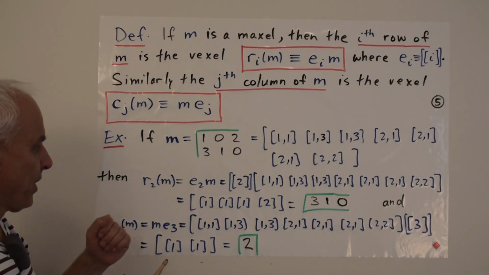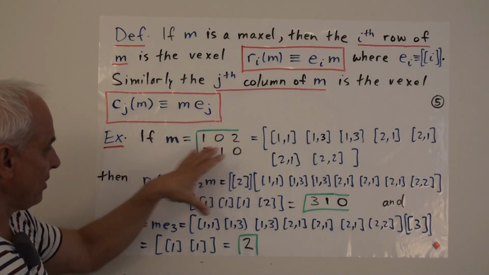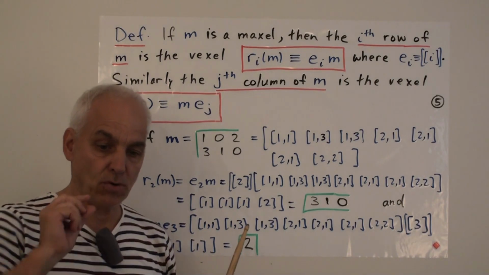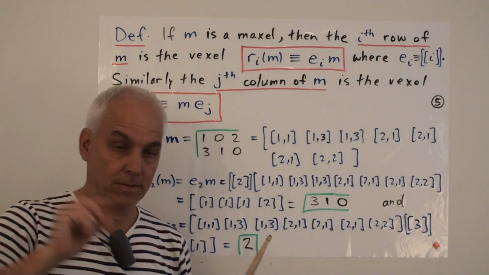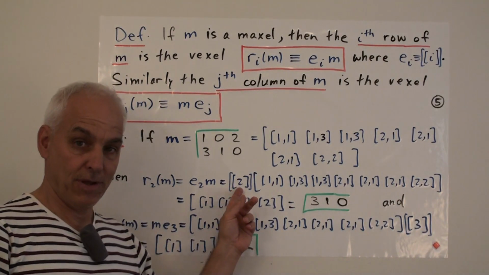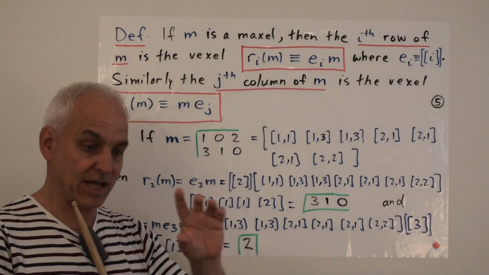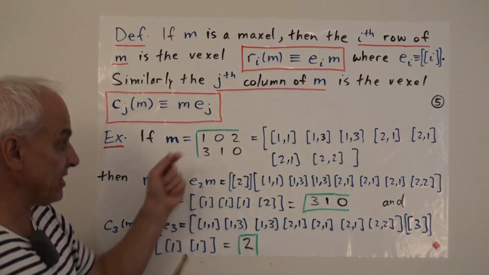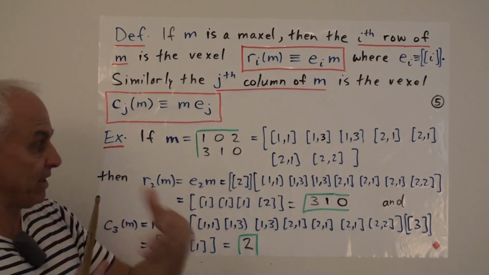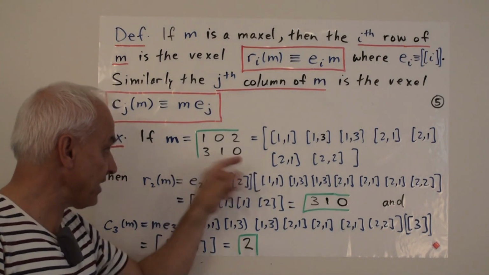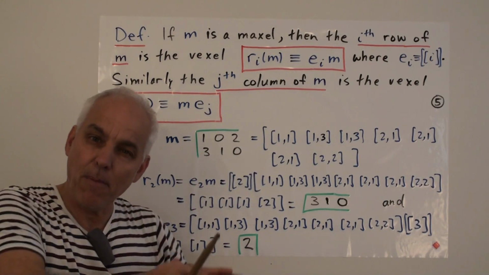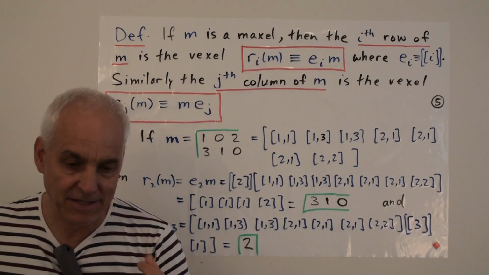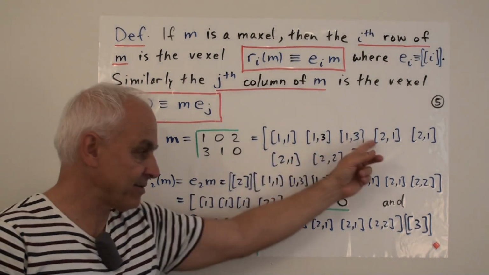So basically we're looking at all the pixels involved in the maxel M, and we're disregarding all of the ones that don't start with 2. That's what we're doing when we're multiplying with this 2. We're disregarding all the pixels that don't start with 2. The ones that do start with 2, we're just essentially copying their second entry. That's what the multiplication does. So really, we're just picking out that second row and copying it, but copying it as a vexel. Copying it as a bunch of singletons rather than as a bunch of pixels.